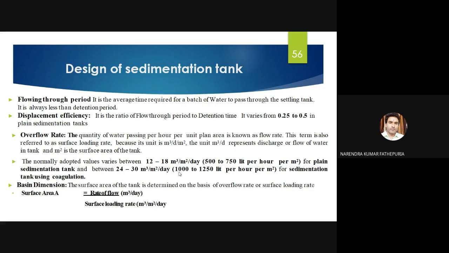So I will be moving on to the last part. Once the water is treated up to the clariflocculator, we have to send water to the filtration unit where the filtration has to be done. After that, the disinfection has to be completed.